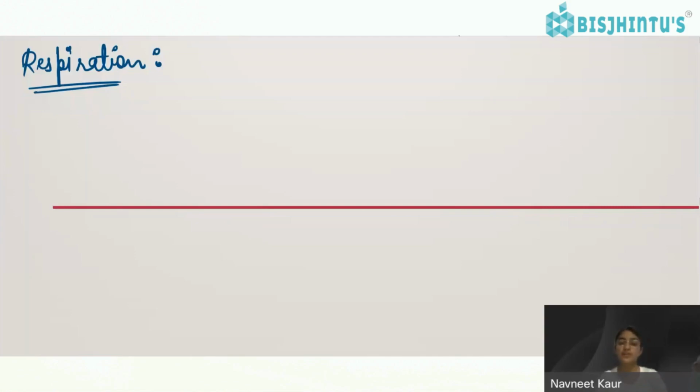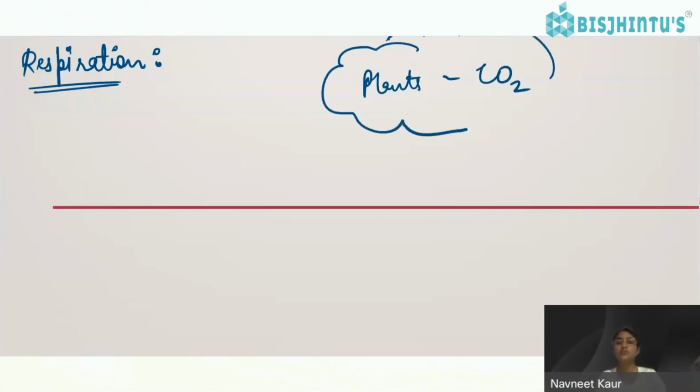As we have learned in the digestive system, in the process of nutrition, that plants use carbon dioxide, right? From where is it obtained? It is obtained by the process of respiration in plants. Plants as well as animals have this system, the respiratory system.